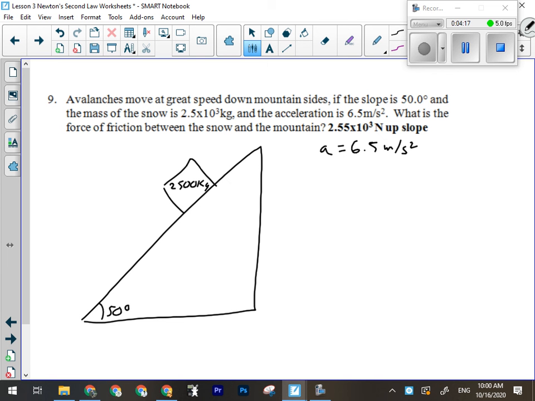All right, so the two forces that are involved here are F parallel, pulling the snow down the hill, and the force of friction resisting the snow going down the hill. Those are our two forces. Now, what can I calculate right now, since I know the mass of the snow and the acceleration of the snow? What can I calculate with that? F net. So I'm going to calculate F net right off the bat. M times A, so 2,500 times 6.5.